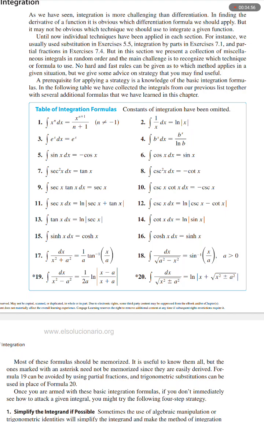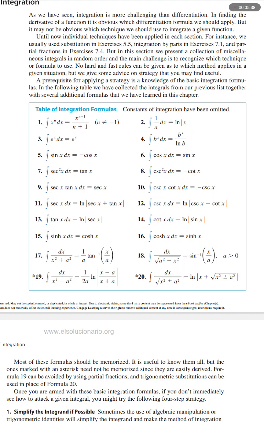Number 15, the integral of the hyperbolic sine x dx equals the hyperbolic cosine x. Number 16, the integral of hyperbolic cosine x dx equals the hyperbolic sine x. Number 17, the integral of dx over x squared plus a squared equals 1 over a times the inverse tangent of x over a.